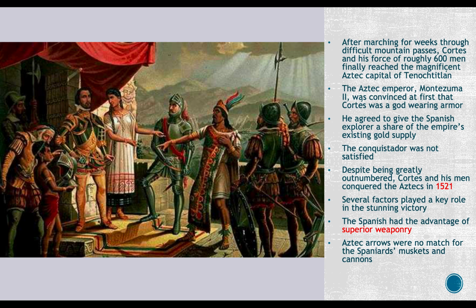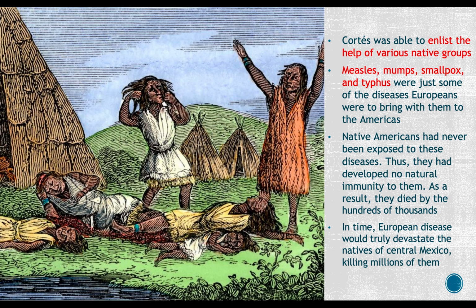Despite being greatly outnumbered, Cortez and his men conquered the Aztecs in 1521. Several factors played a key role in the stunning victory. The Spanish had the advantage of superior weaponry. Aztec arrows were no match for the Spaniards' muskets and cannons. Musket, it was like one of the first guns. Cortez was able to enlist the help of various Native American groups as well to help defeat them.